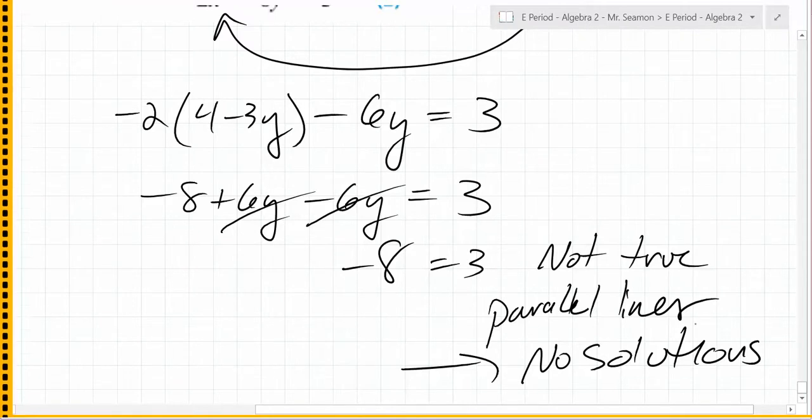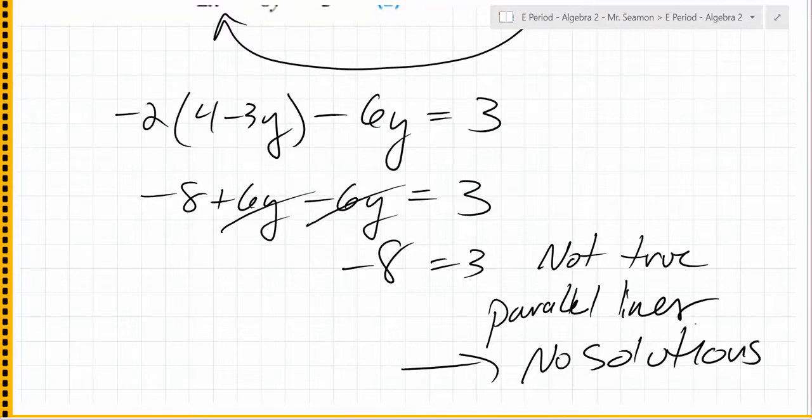So if you're doing algebra and all of your algebra is correct and you end up with 2 equals 2, how many solutions do you have? Infinite number. If you do all of your algebra correctly and you get 6 equals 9, how many solutions are there? None. So if you get something that's untrue, no solutions. If you get something that's always true, it means an infinite number of solutions because it's the same line.